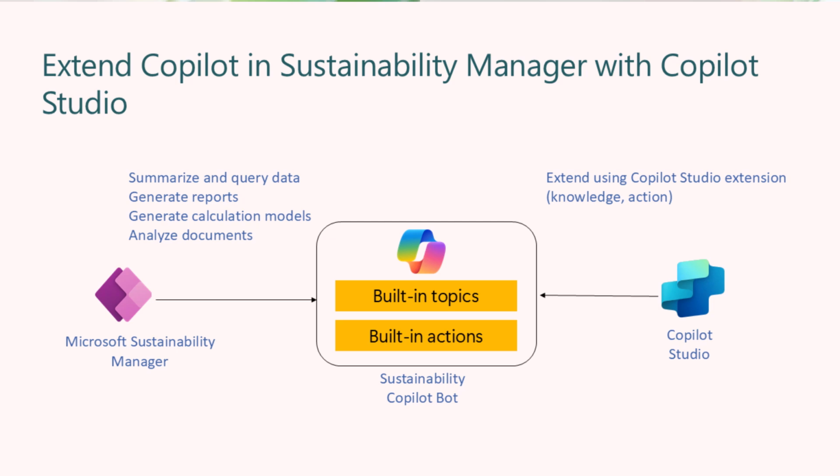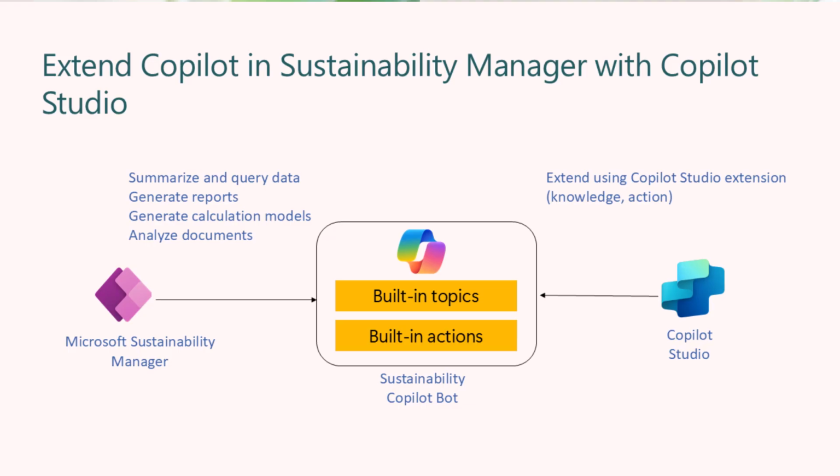A new feature was announced in November 2024 that enables us to extend Copilot in Sustainability Manager with Copilot Studio. The prerequisites to extend the Copilot in Sustainability Manager are to have Copilot Studio and a Sustainability Manager Premium license. When you open Copilot Studio in the same environment where you have Microsoft Sustainability Manager installed, you will find an agent called Sustainability Copilot Bot. When you explore the Copilot, you will find built-in topics and actions provided, and you can start extending that agent with new topics, actions, and knowledge.